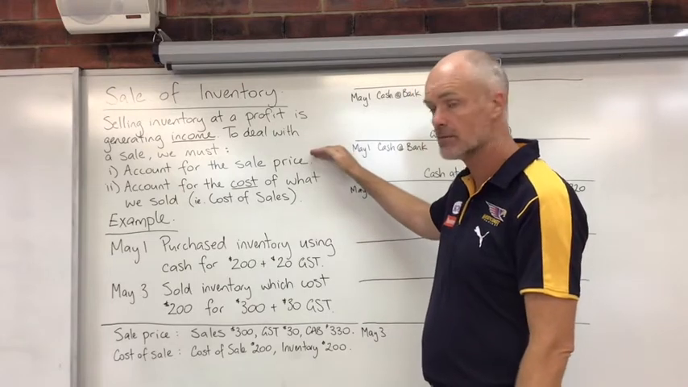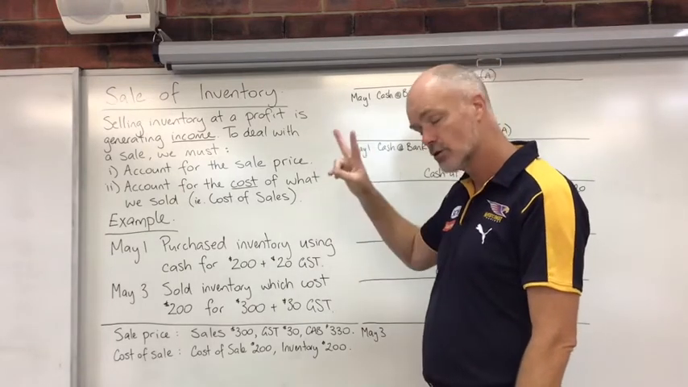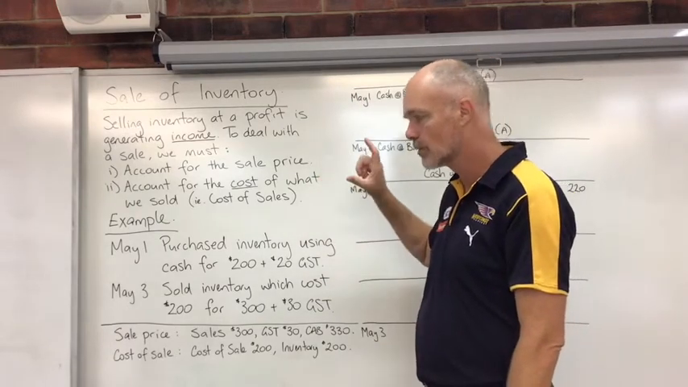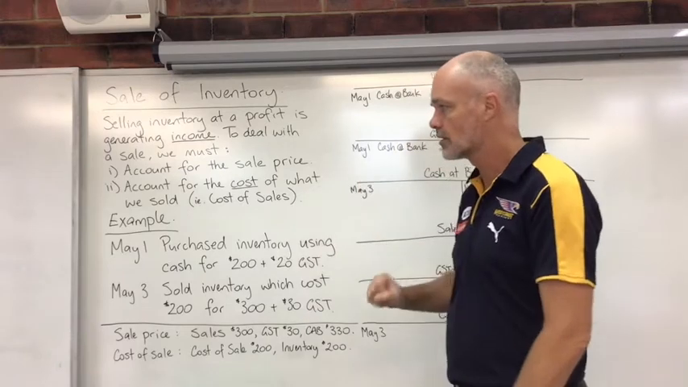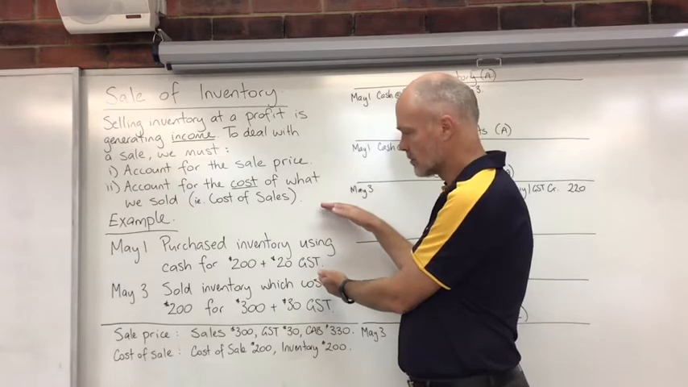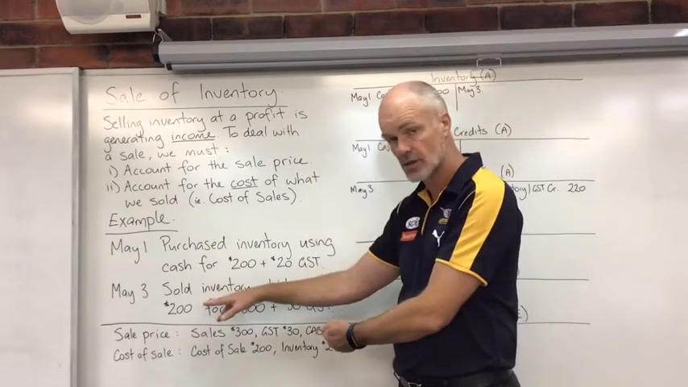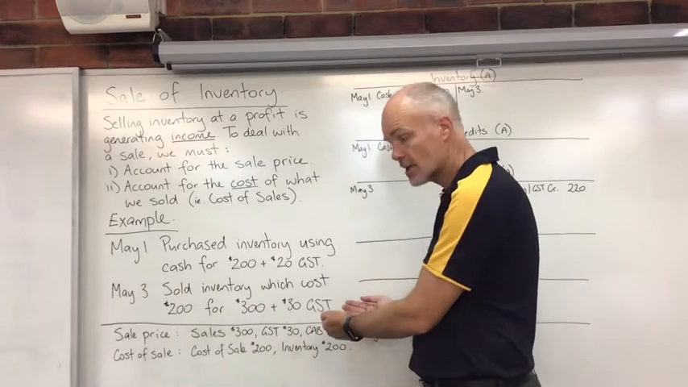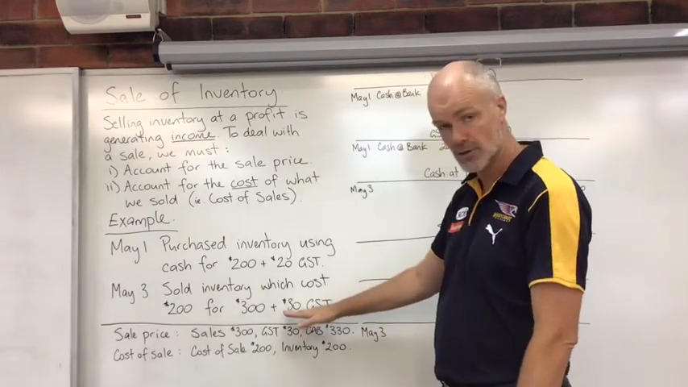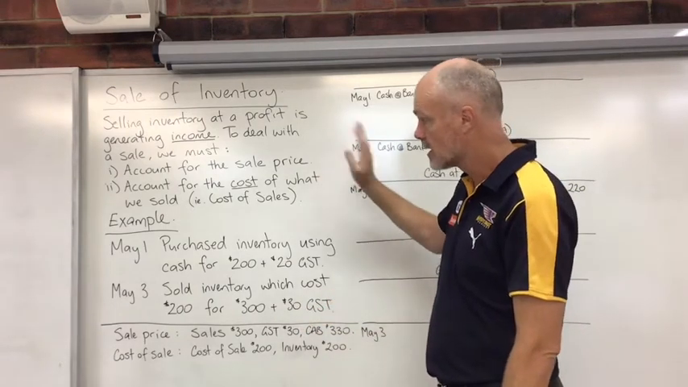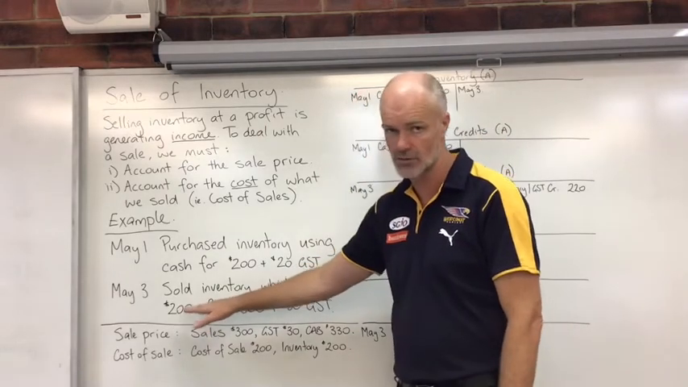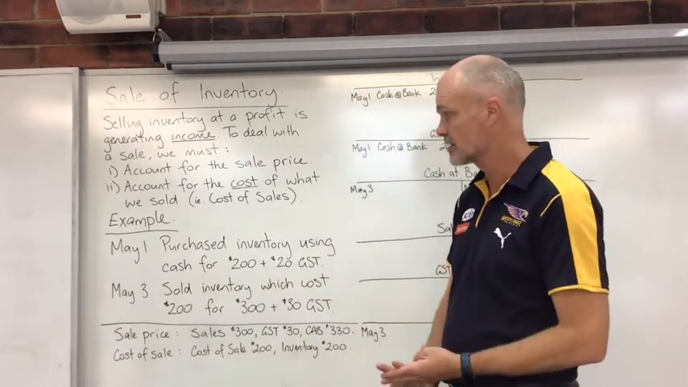So we'll deal with that in a moment. And then the second part, there's two parts whenever you're selling inventory. And the second part is we have to account for the cost of what we sold. So what I mean by that is, here we purchased $200 worth of inventory. Here we sold that $200 worth of inventory for $300. So looking at the two parts, we account for the sale price, which was the $300 plus the 30 GST, and then we must account for the cost of what we sold, which is going to be the $200 worth. So there's two entries that we must deal with.